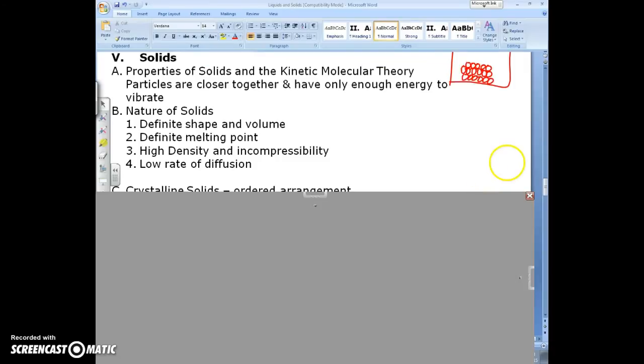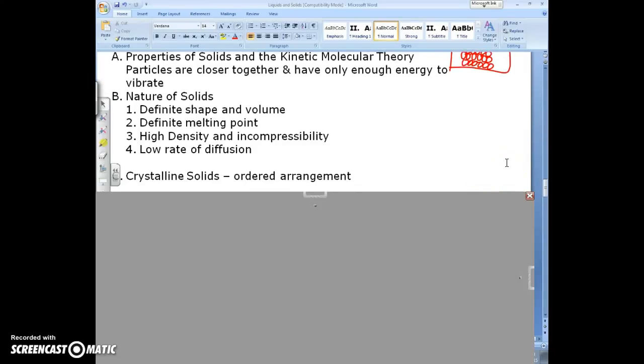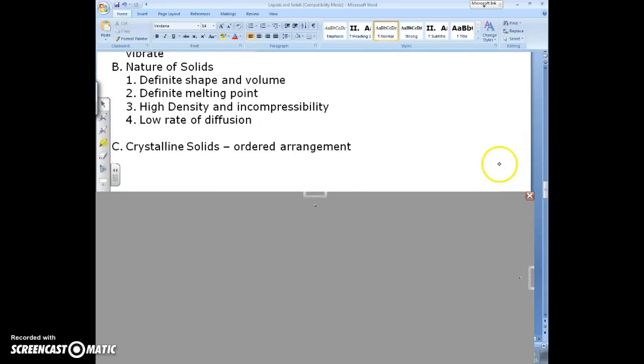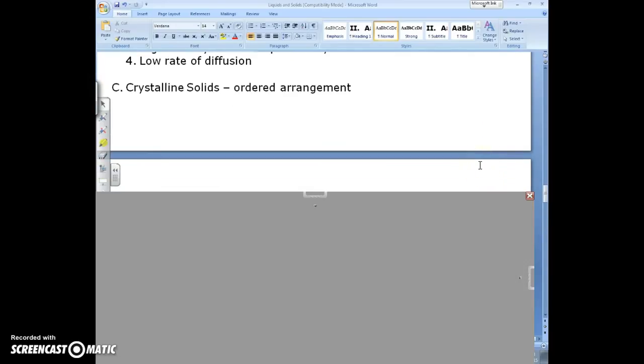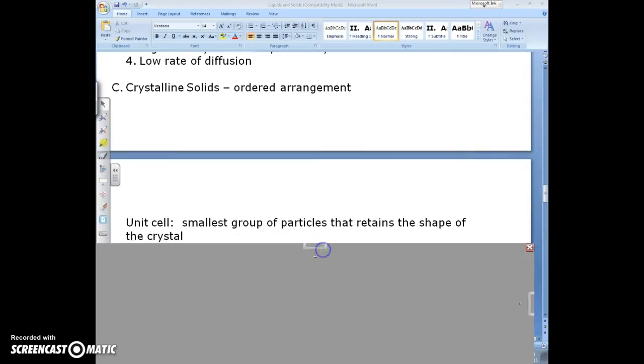Now, we have different types of solids. We have crystalline solids, and they have that nice ordered arrangement, that crystalline structure. Crystalline solids have that unit cell, and that is the smallest group of particles that retain the shape of the crystal. So a popular one would be a cubic unit cell, and you may have studied these in Earth Environmental Science. That pattern is repeated over and over again throughout the entire crystal. So we just have cube after cube after cube built upon itself. And that's what we mean by a unit cell.